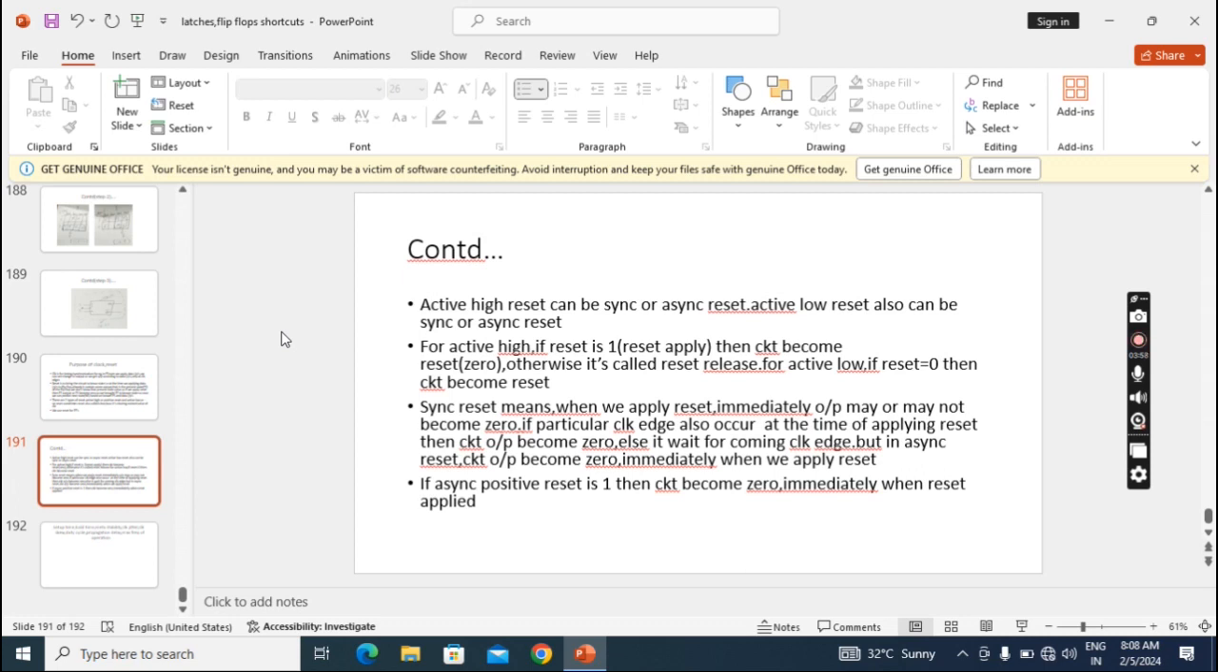Okay, so this positive reset can be sync or async. Negative reset also can be sync or async. Suppose if I take positive async reset, when I apply 1, then the circuit becomes 0 immediately when I apply reset. Okay, right.